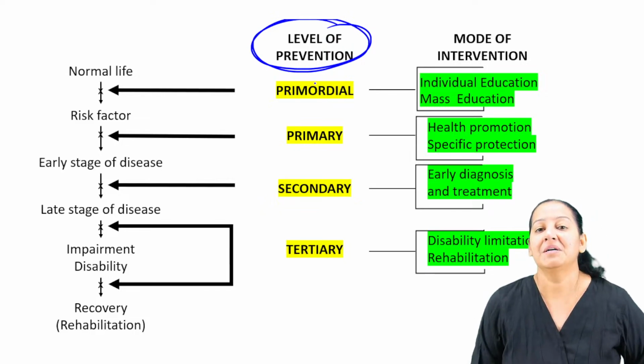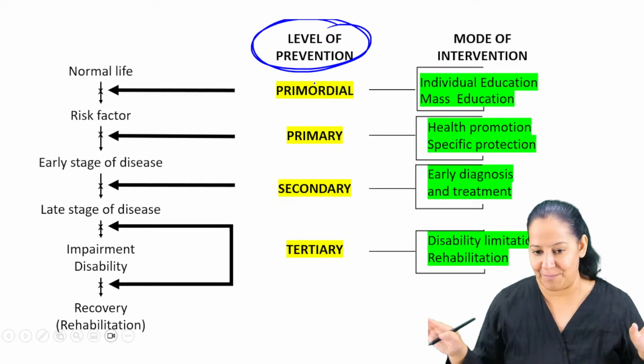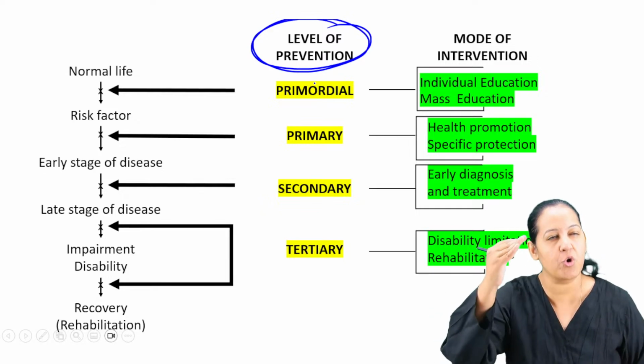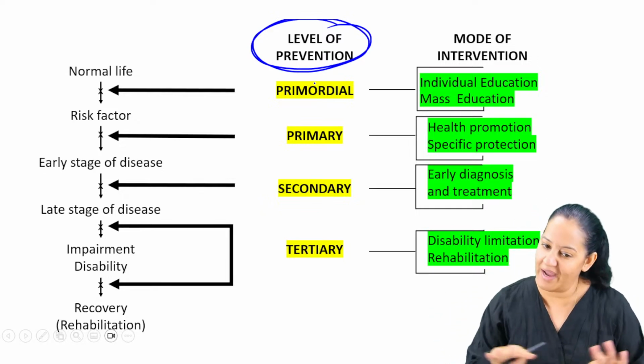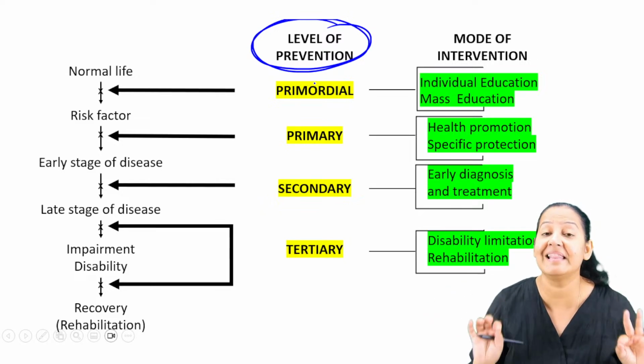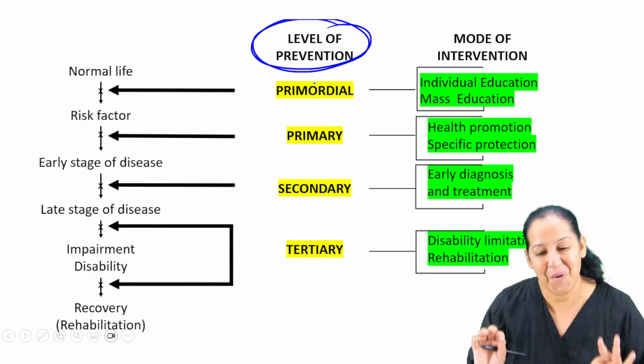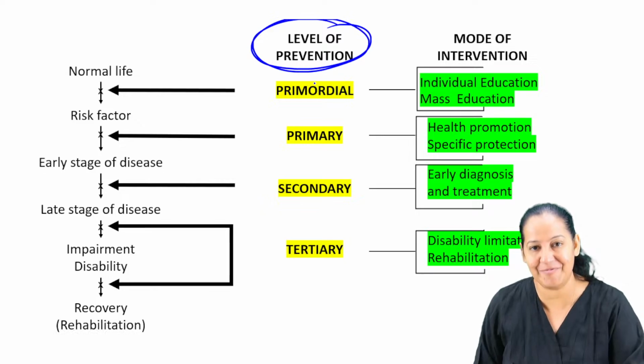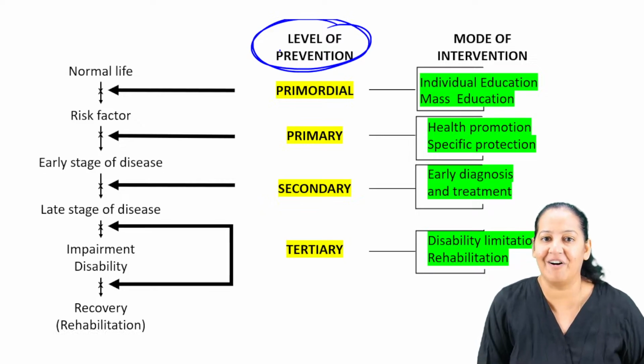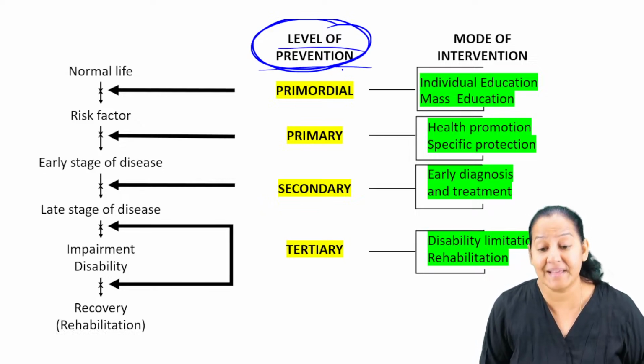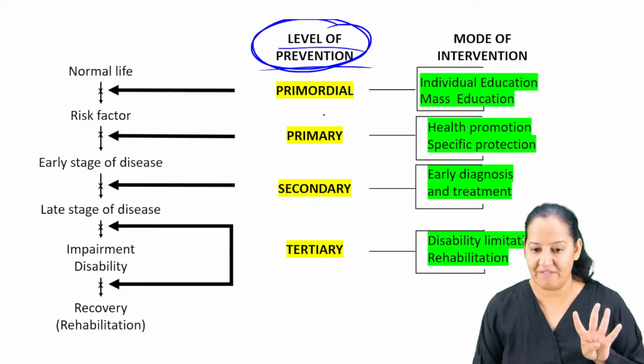Coming to level of prevention, the next topic. We are done with the sequence of control, elimination, and eradication. The next thing is level of prevention. What is level of prevention? Can you tell me what is level of prevention? There are 4 levels of prevention.